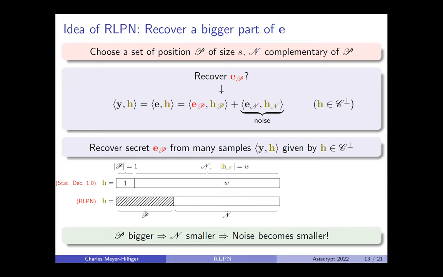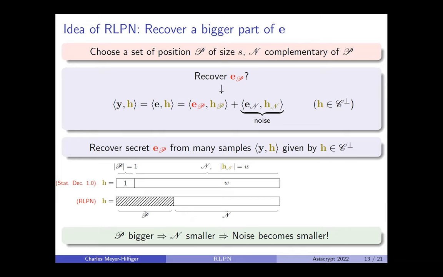So I have plotted here the main difference between statistical decoding 1.0 and RLPN. In statistical decoding 1.0, you will take P of size 1, so you will want to try to recover one coordinate of the error at a time, and you will compute parity checks of weight W on N. Okay? In RLPN, you will take P bigger, and thus N will be smaller, and you will compute H of a fixed set weight on N. Okay? And the main effect of that will be that because P is bigger, N is smaller, and thus the noise here will become smaller.